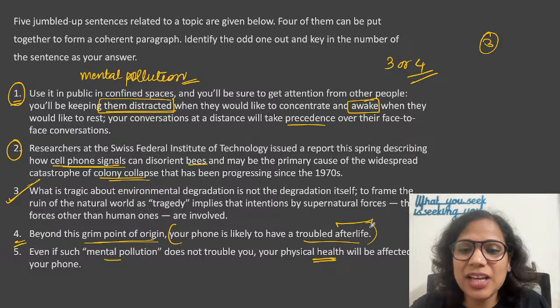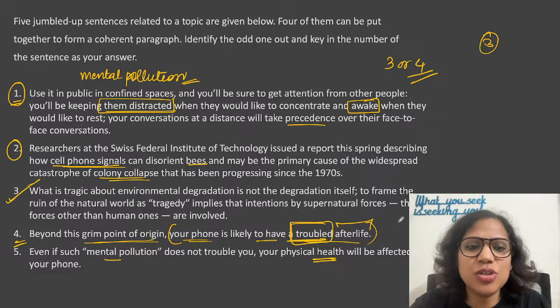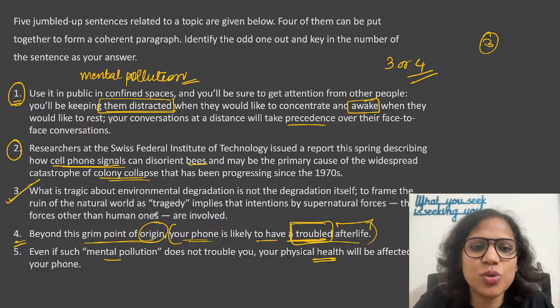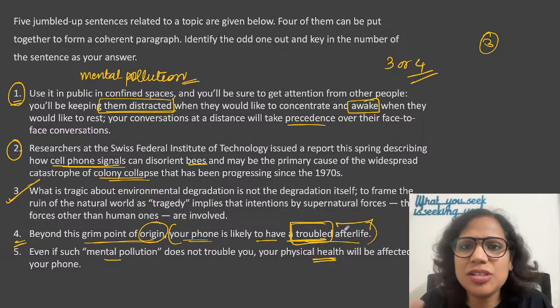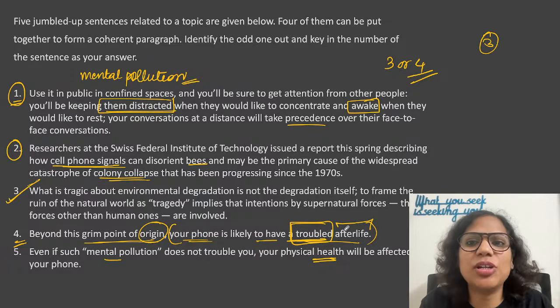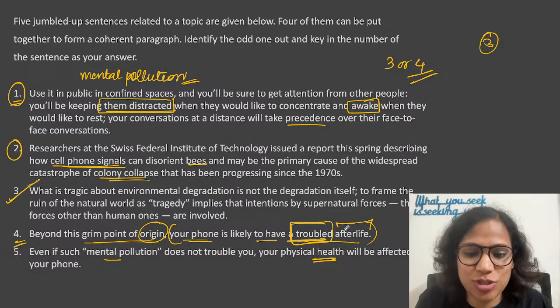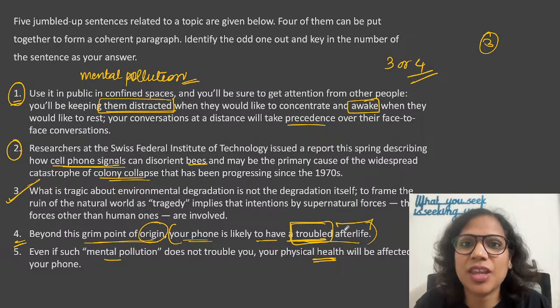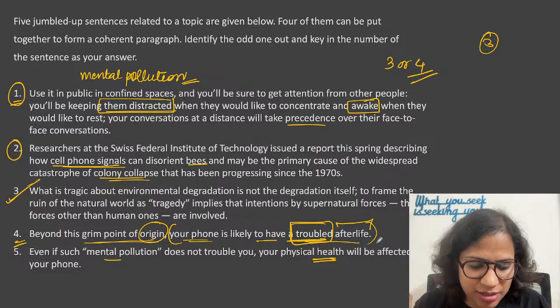But your phone is likely to have a troubled afterlife. Okay. So, why will the phone have a troubled life after origin? Yes, because it is not doing any good, right? It's either causing mental pollution or it is harming people physically. So in that case it has a troubled afterlife for you. It is not that the phone is troubled, you are troubled by the phone, right? So a troubled afterlife for you. Okay, so that's the point. That is how it is related. I hope this is clear, Geetanjali.